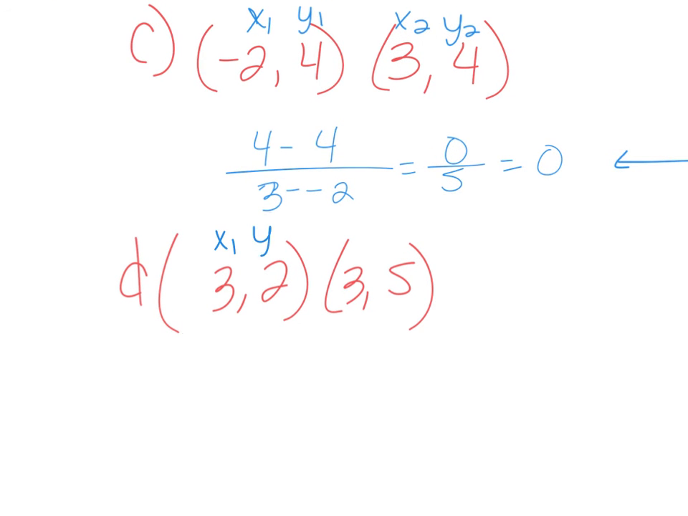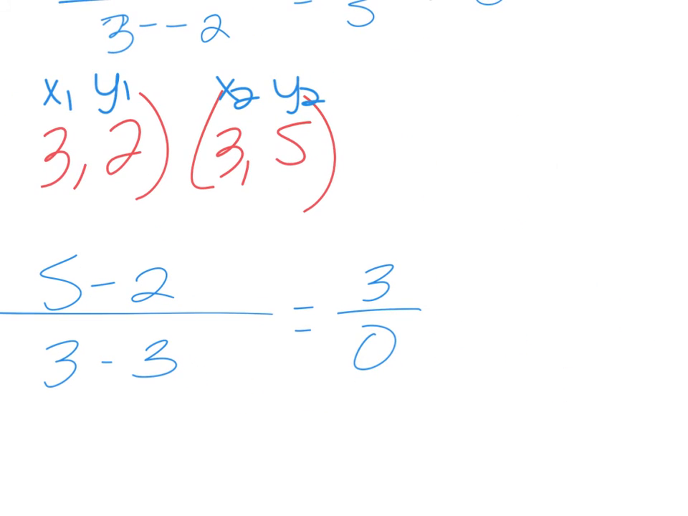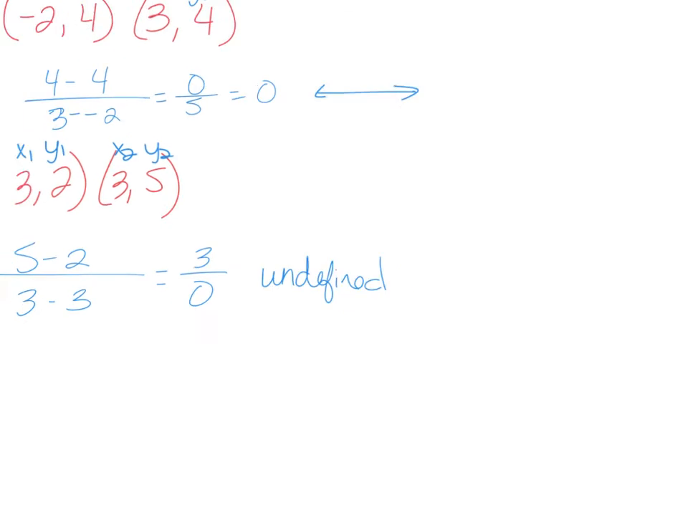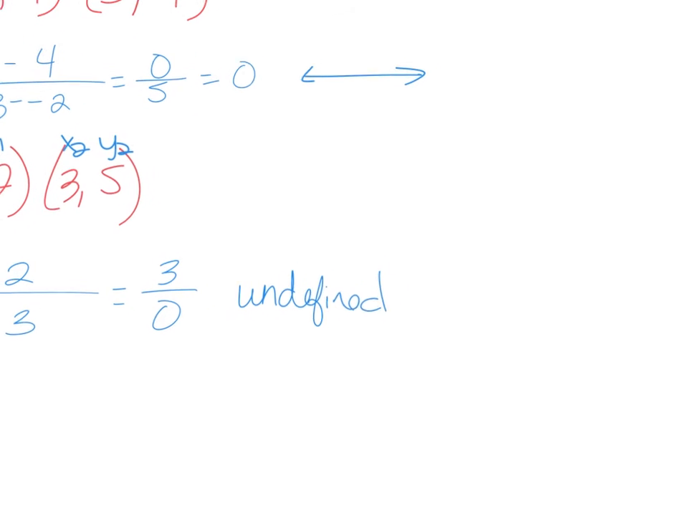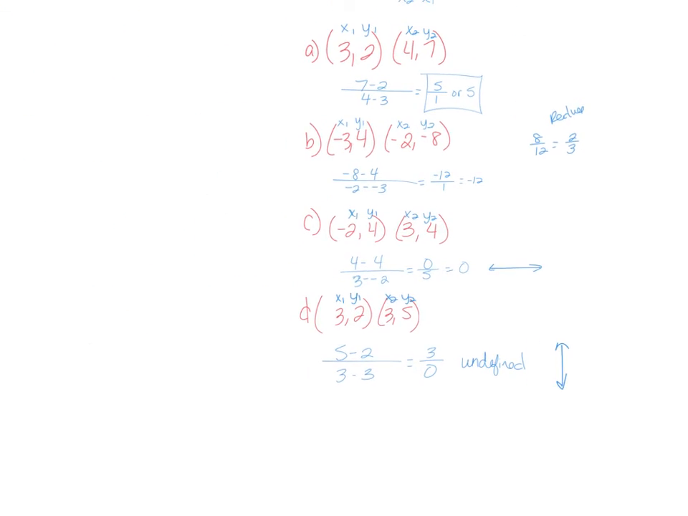Okay, last one, x1, y1, x2, y2. So this would be 5 minus 2 over 3 minus 3. So I get 3 over 0. You have a 0 in the denominator when you're dividing. Your answer is undefined. If you don't believe me, put it in your calculator. Okay, so fun fact, a line with undefined slope is a vertical line.